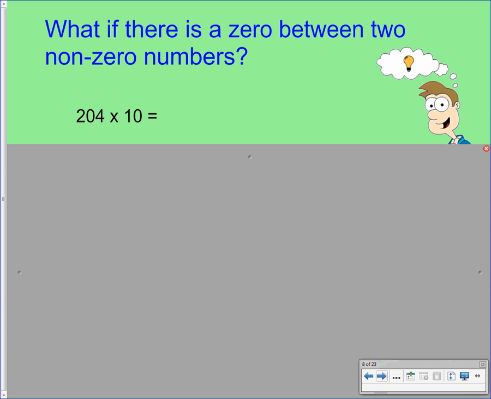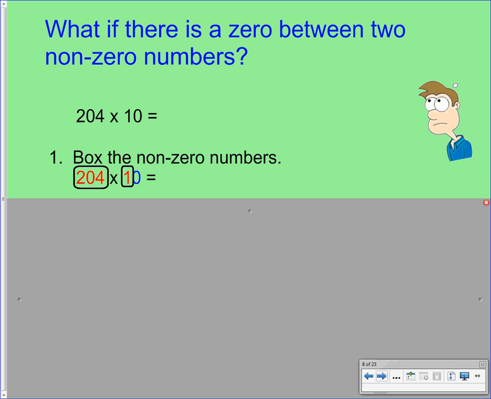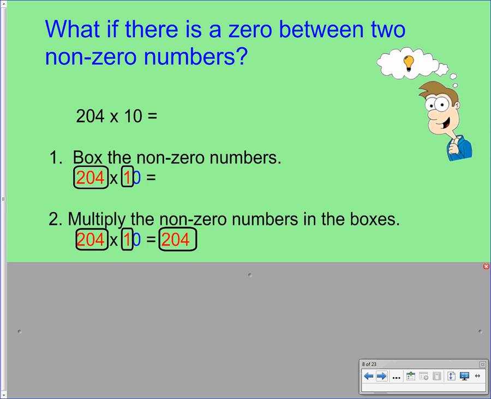Here's actually our last slide. So here's another tricky situation. I've got a 0 smack dab right there in the middle of two non-zero numbers. Am I going to box those two non-zero numbers and leave that 0 and count it? No. If it's in the middle, we have to count it as part of the entire number. So I'm going to box in 204 and my 1. 204 times 1, multiply those two together, and I get 204.